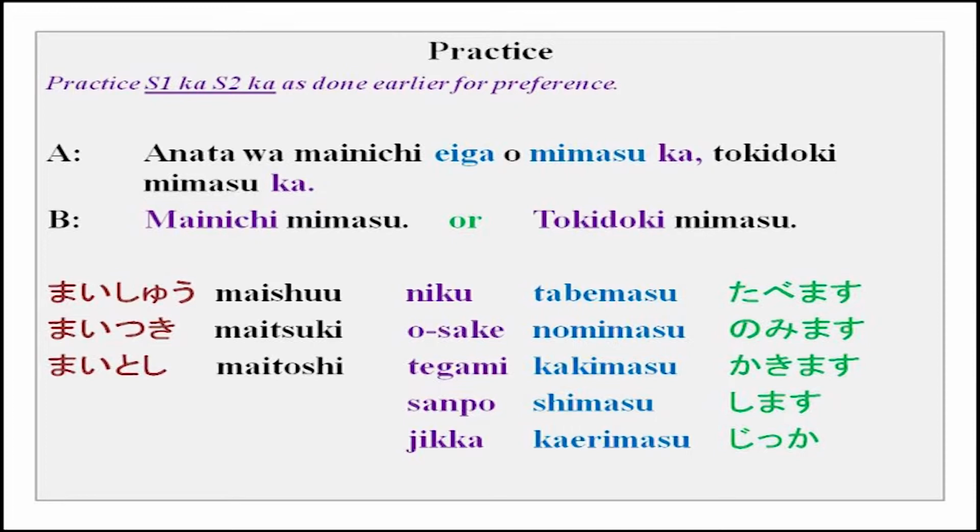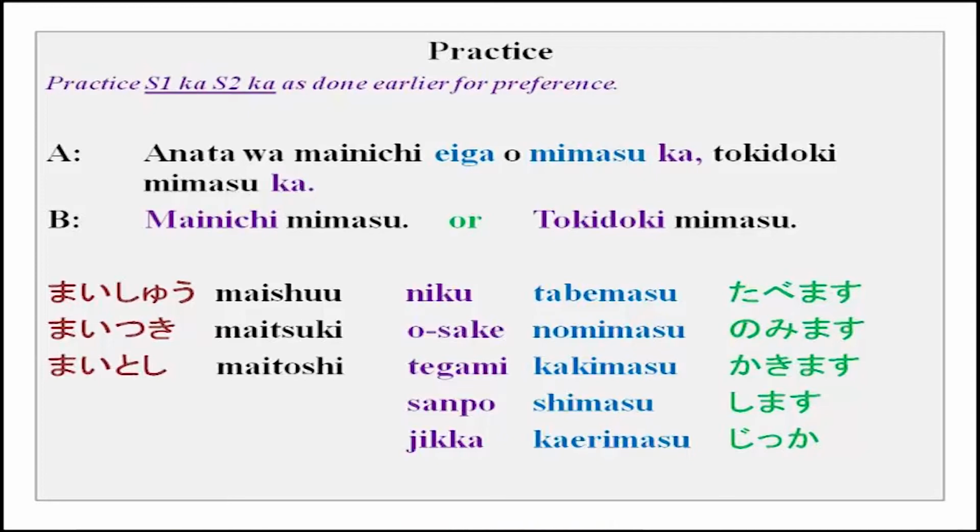Of course, with maitoshi you cannot say maitoshi eiga o mimasu ka or maitoshi ringo tabemasu ka. Maitoshi kuni e kairimasu ka? You can ask your friend, maitoshi kuni e kairimasu ka? You can also ask, maitsuki jikka e kairimasu ka? So any of these words you can use with nouns, with verbs, and make sentences, make conversation. These simple conversations will help you in doing long conversations easily and comfortably without faltering. So these help a lot. Try doing them at home with a partner, with someone.